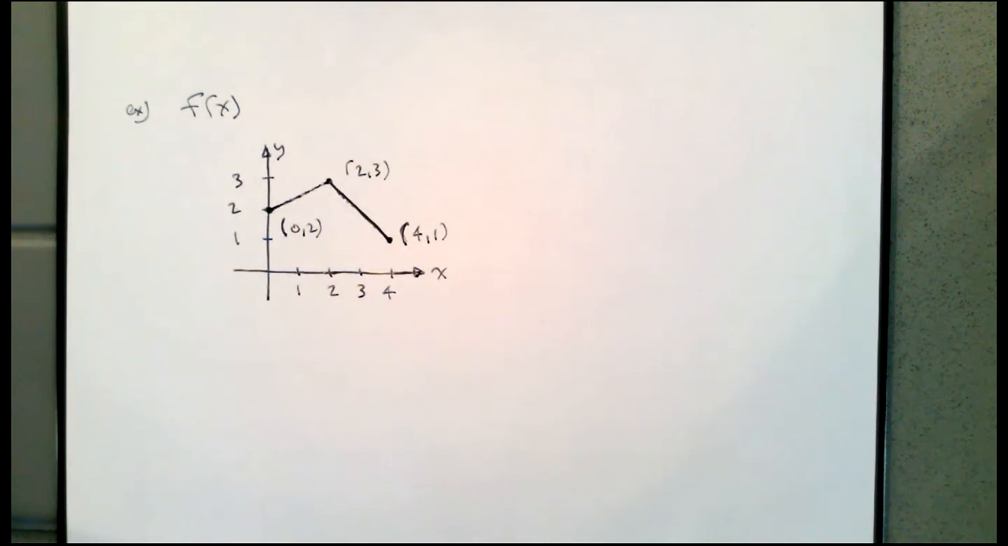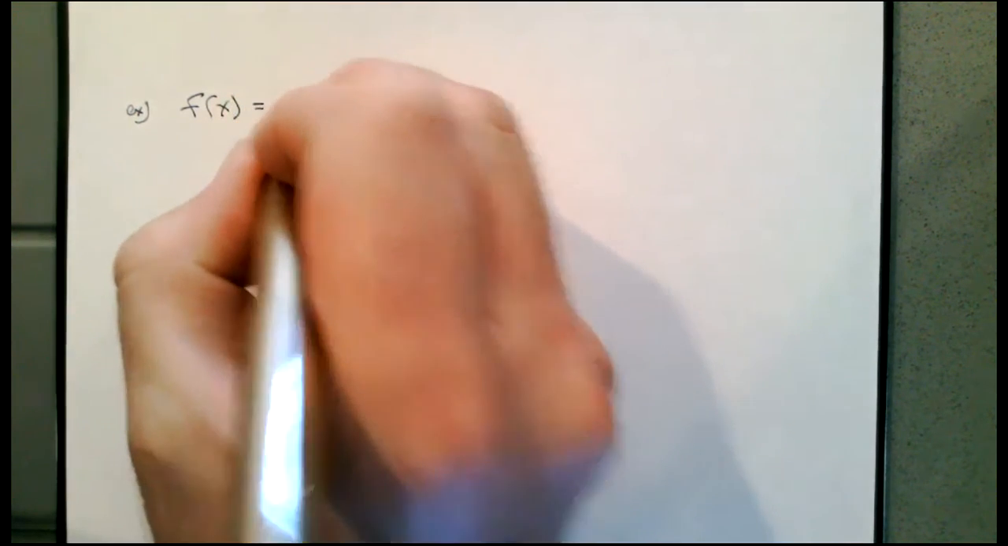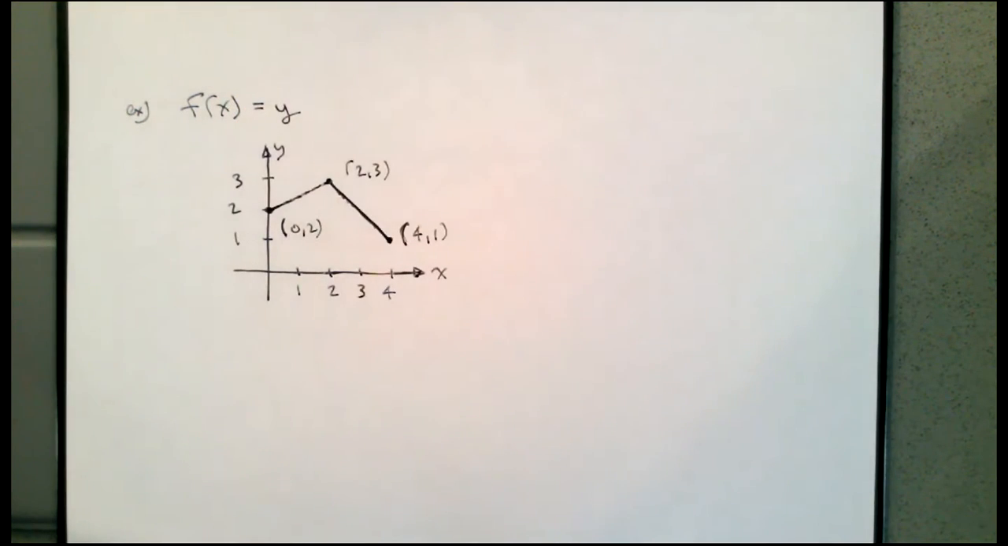So I want to think about what happens to each of these points. What happens to this graph if I start changing some things? Oops, I wanted y equals f of x. So I want to draw some graphs if I start moving some things around.